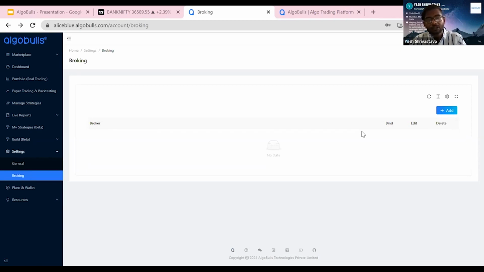Yeah, Shine, when it asks you to authenticate, you would need to type your client ID and client password, and you would need to authenticate with your Alice Blue pin, which is being generated. Every broker has the pin which has been generated.